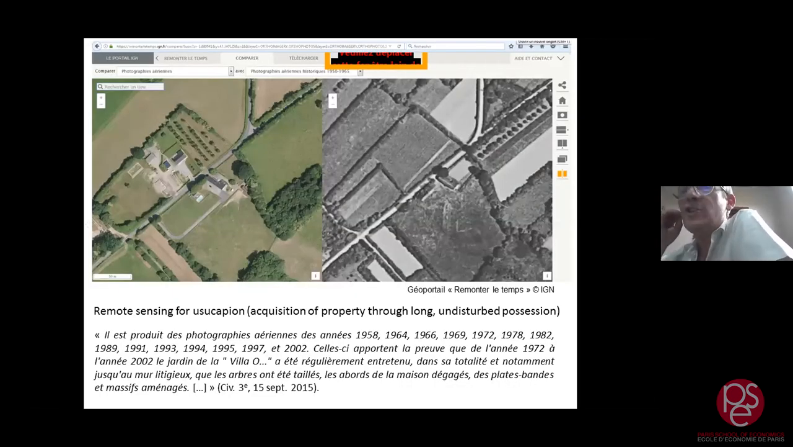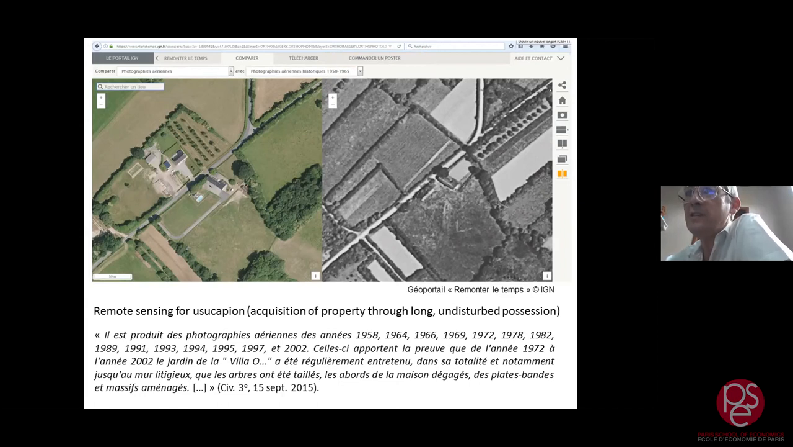Another interesting application is for geodesial application. And this is an example that shows that remote sensing can be used for usucapion, which is the acquisition of property through long and undisturbed use of the land. So this text is in French. Those of you who understand French can see that there is a report from the judge, a judge decision, saying that the person seeking property was providing photographs showing that during several decades, this family was using the land in a very long and undisturbed condition.